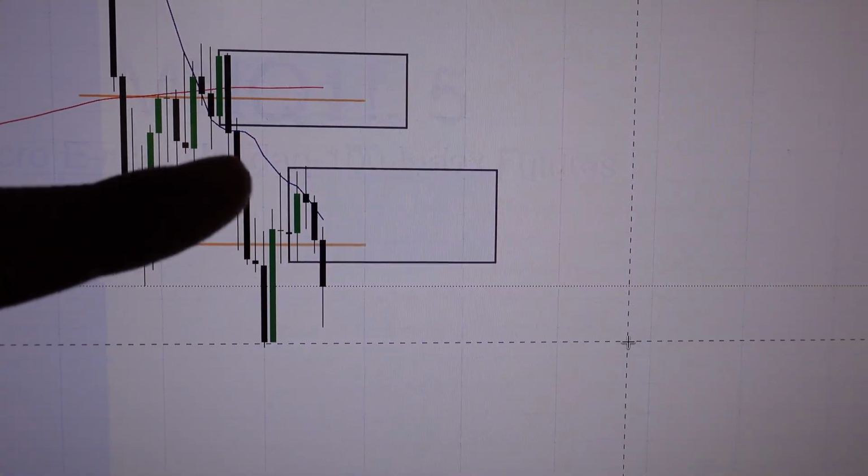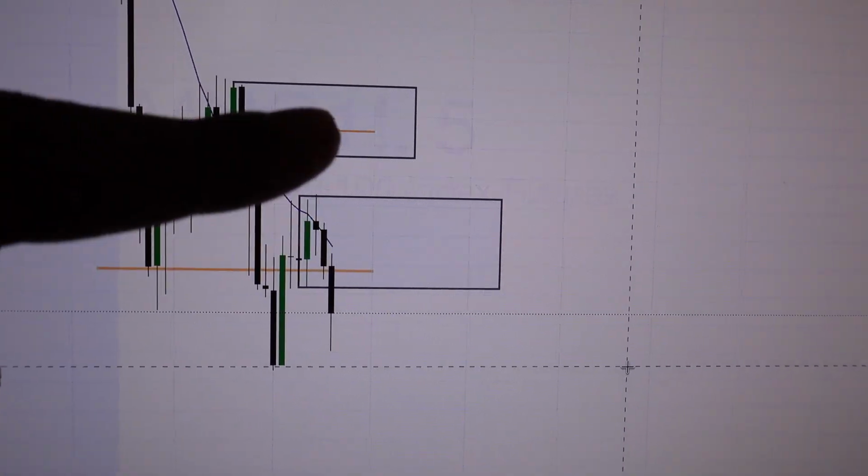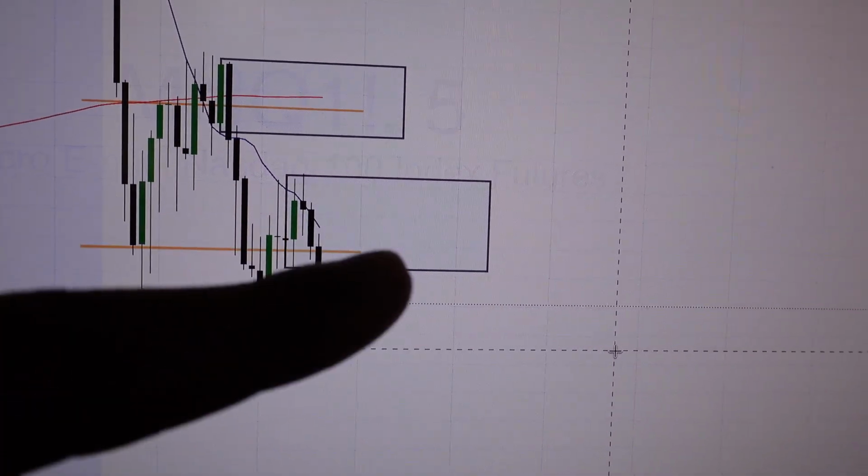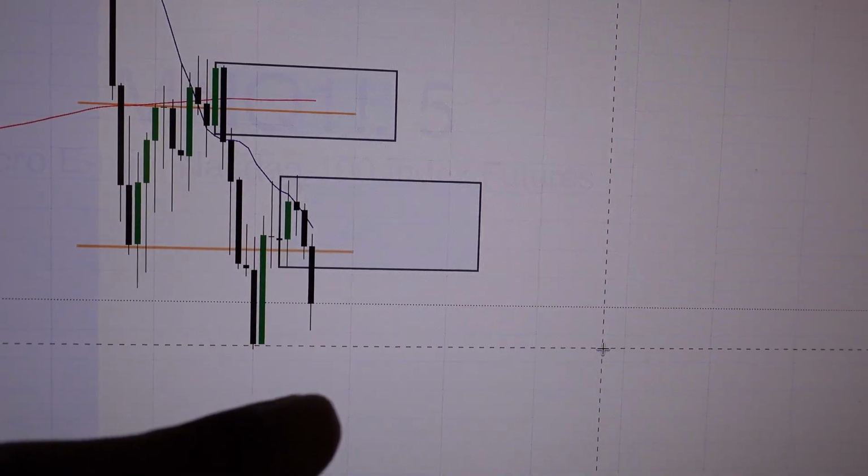Price came down from this ranging market right here. It's choppy, very choppy. The market's chopping right now. It's very choppy, but it created another supply zone. Price coming down, and my time is over.